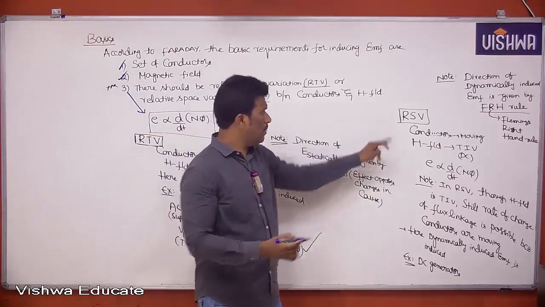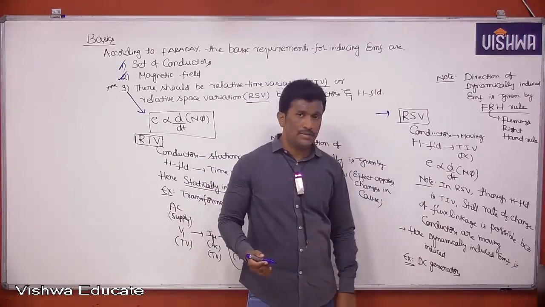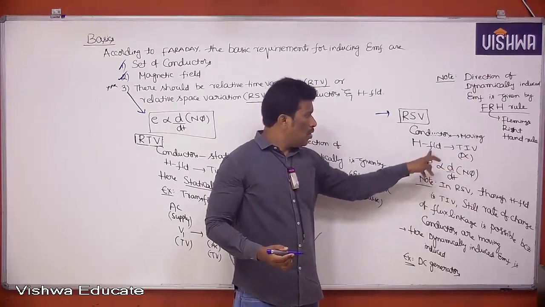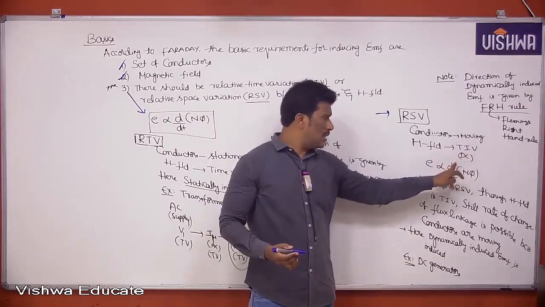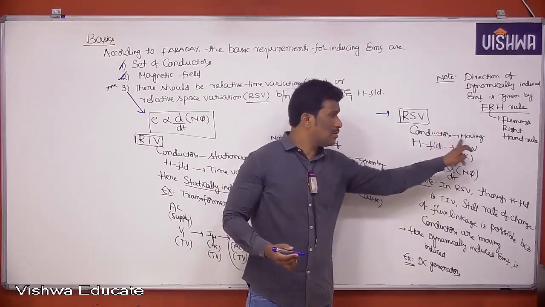In RSV, conductors are moving, magnetic field is time invariant. Remember, DC supply, DC magnetic field is produced. Though magnetic field is time invariant, still rate of change of flux is possible here, because here conductors are moving.